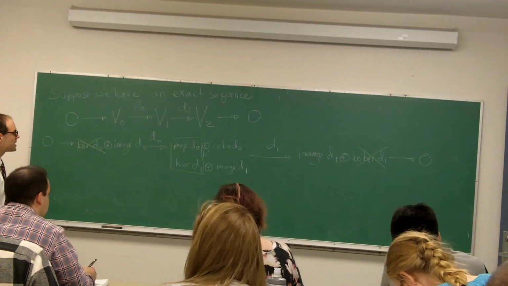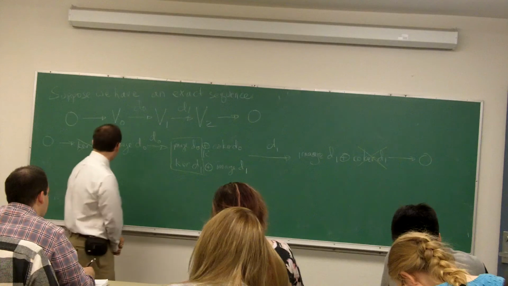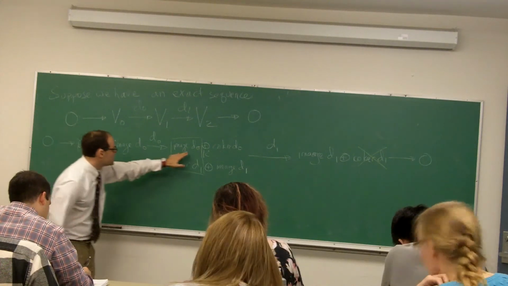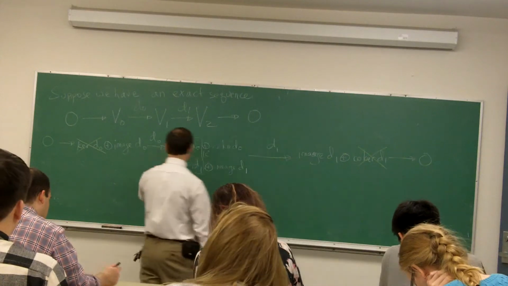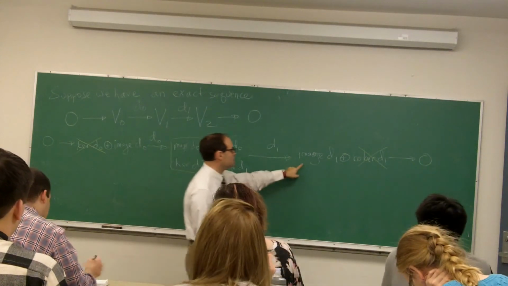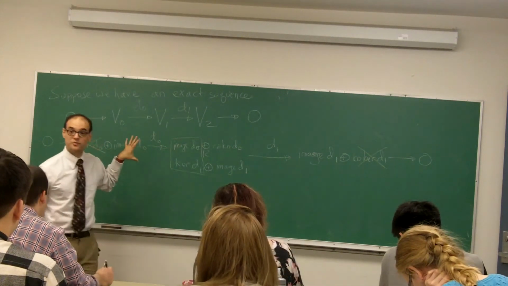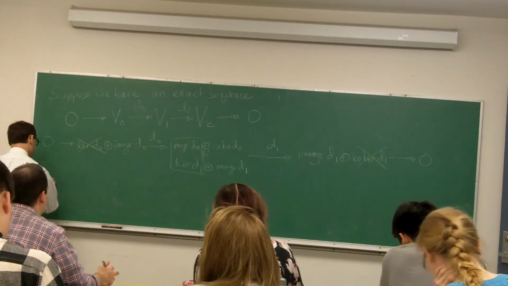Okay, so what does that tell me? Well, that tells me something kind of interesting. I've got the image of D0 here, the image of D1, image of D0, image of D0, image of D1, image of D1. I could write this whole diagram in terms of images. So let me do that.